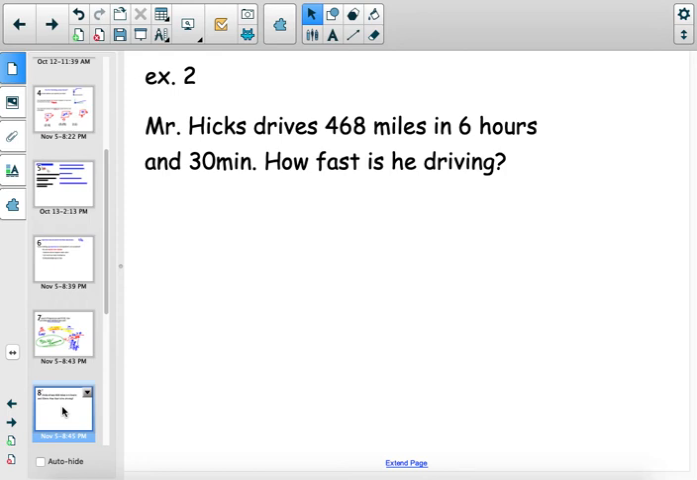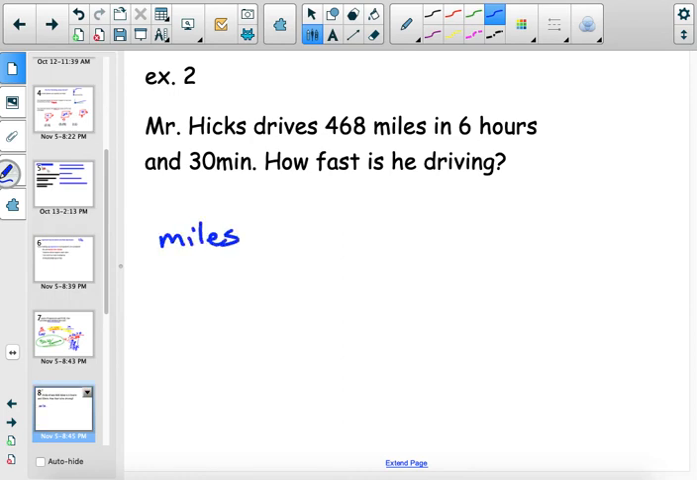All right, somebody give me words over words. What do you think we want to do? So forget about the numbers. The words you said were miles and hours. So we're going to put miles over hours.